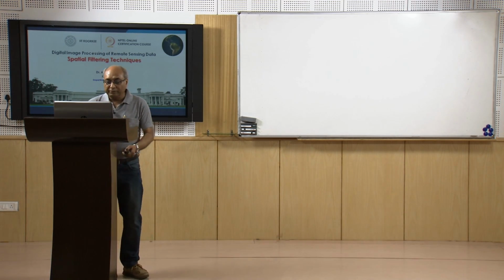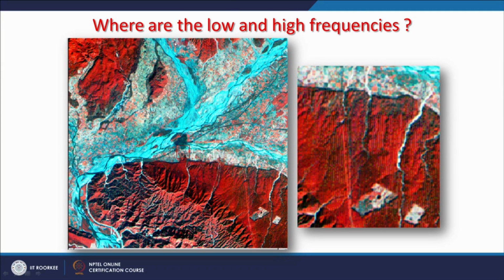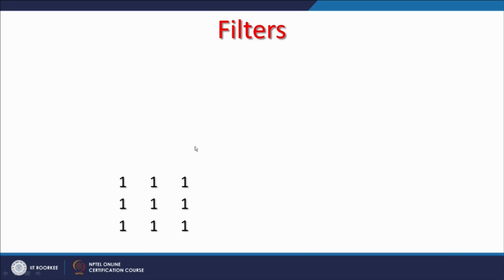Here is an example where low and high frequency features are there. Here, see this, it has very high frequency features, whereas at different places you have low frequency features. This is part of the Shivaliks near Haridwar. And now here is how filters are designed.